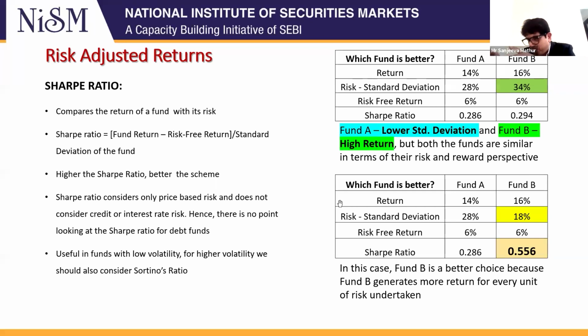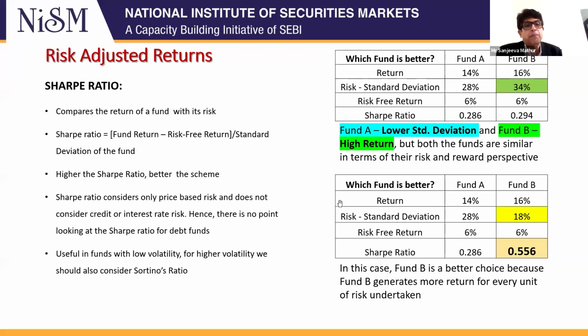A fund manager takes a call on his portfolio, adds a particular stock, etc., or a percentage increase to outperform. So that relative risk is what Sharpe ratio is: fund return minus risk-free return upon standard deviation of the fund. Higher the Sharpe ratio, better the scheme. That means the fund manager has taken the risk and is able to deliver a higher return. If he is not able to, it doesn't matter. So therefore, higher the Sharpe ratio, better the return.